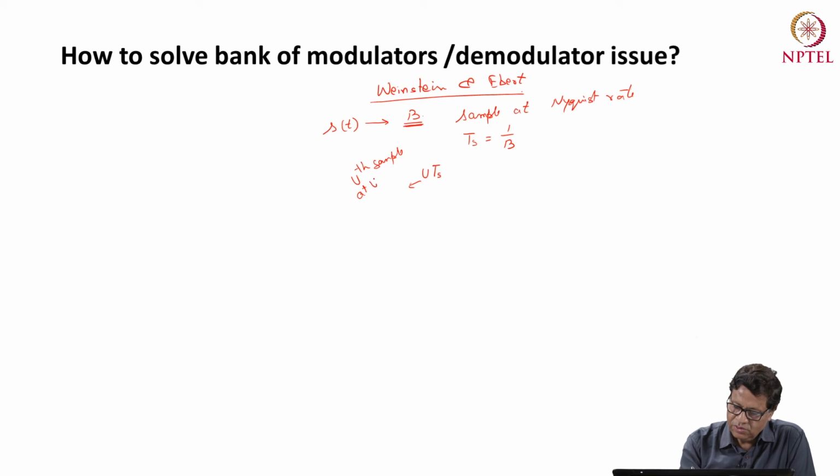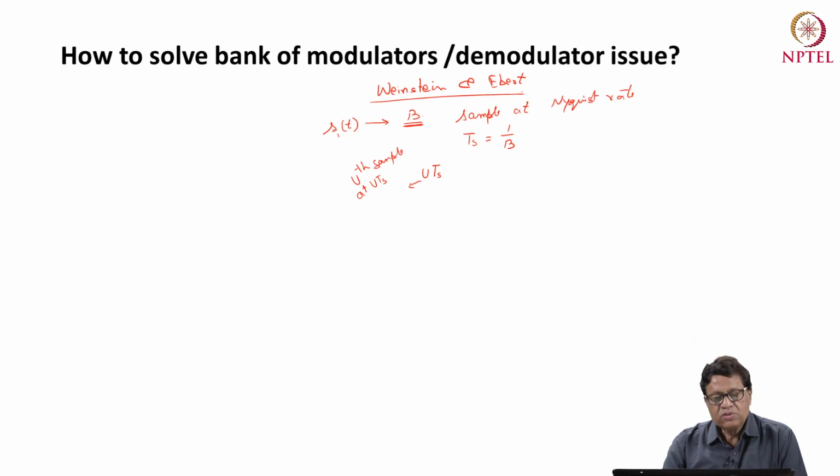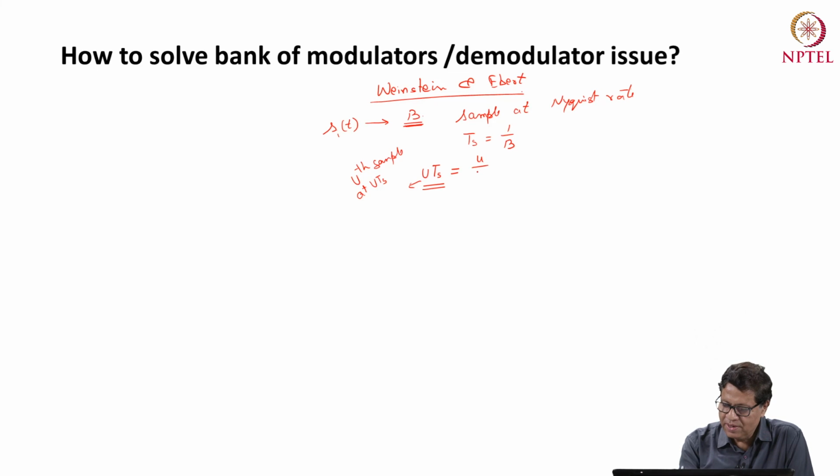This is S(t). So the combined signal, if I sample at Nyquist rate, the bandwidth is B, so the Nyquist rate will be Ts equal to 1 by B. I will get a series of samples, and let me call that S(uTs), which is actually the uth sample at time instant uTs, and uTs is equal to u by B. So the S(t), or the combined signal, is actually a summation over all subcarriers of Xi, these are the data, times e raised to power j 2 pi i B n by t.